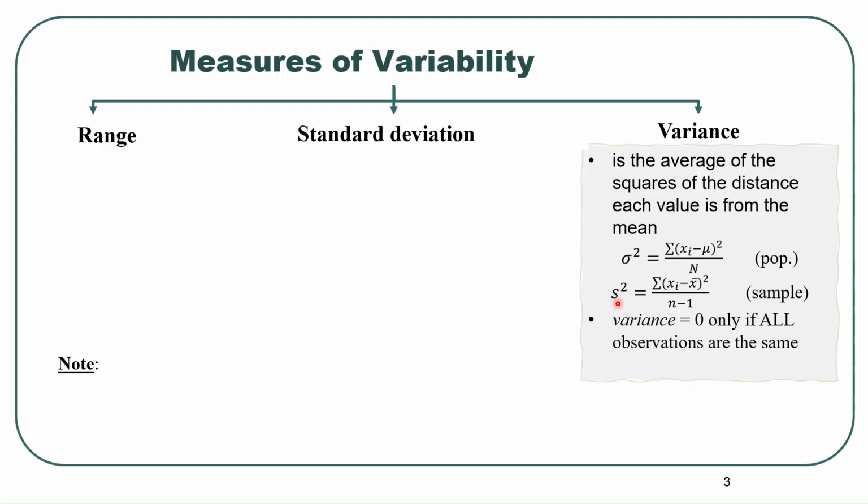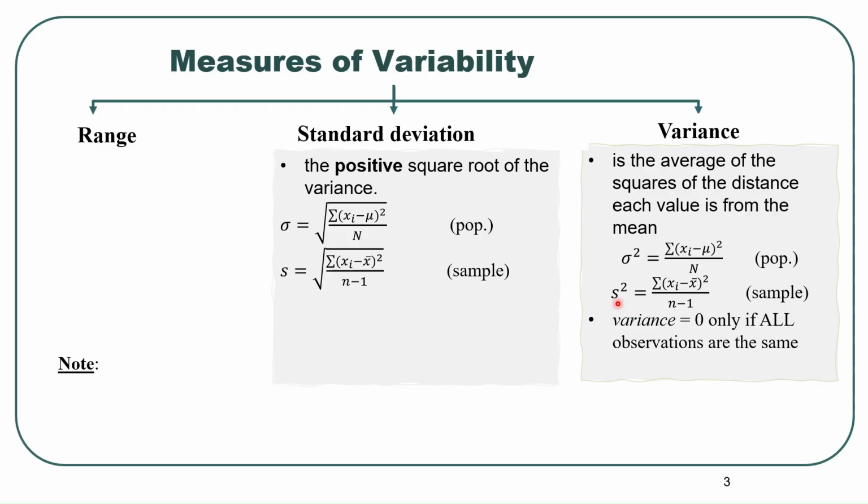Now, if all of the observations in your dataset were equal, then there is no variability, meaning the variance is equal to 0. Standard deviation is calculated as the positive square root of the variance. So I will have two formulas again, one for the population and one for the sample. Standard deviation is in the same units as the data, while variances are in squared units just because you are squaring here. Each data point is squared, which makes the unit squared.